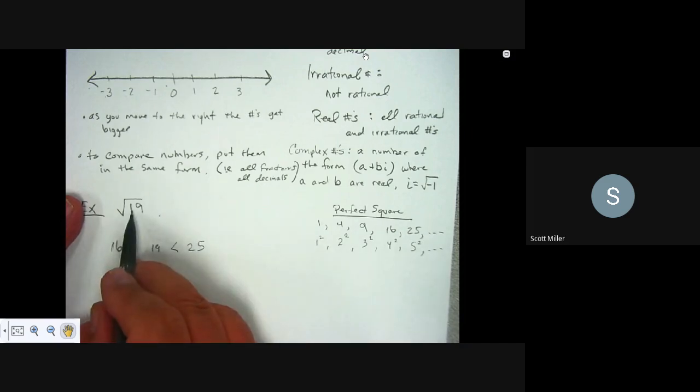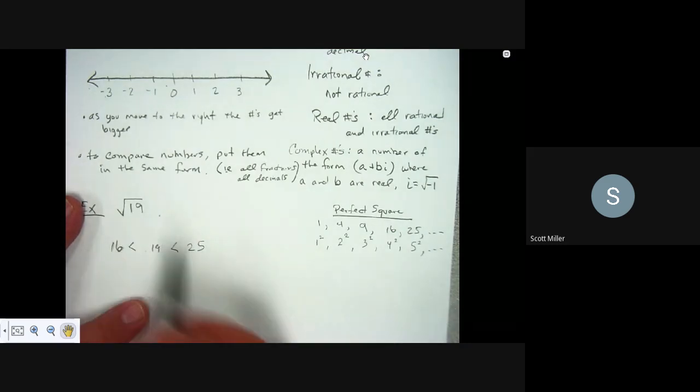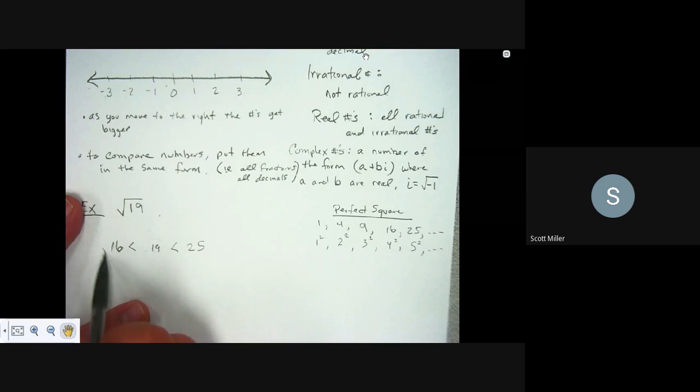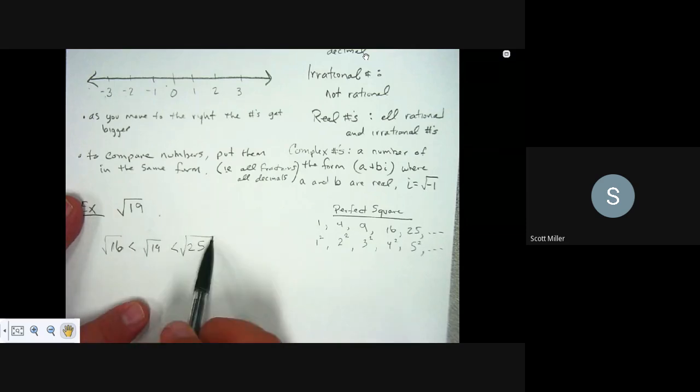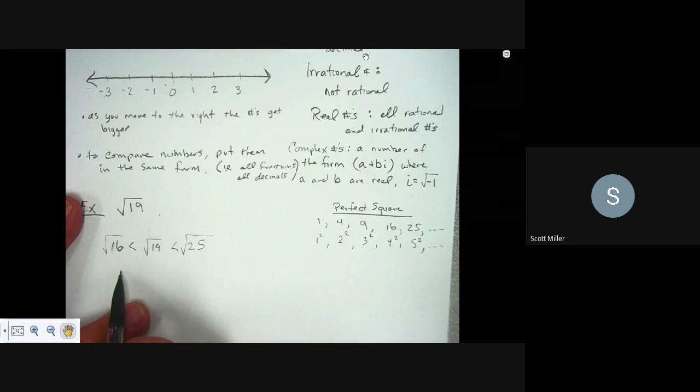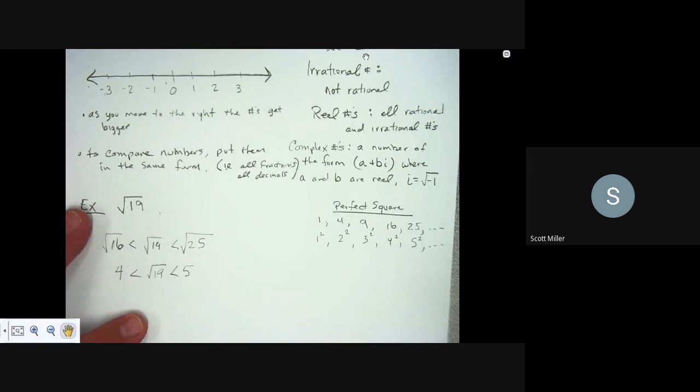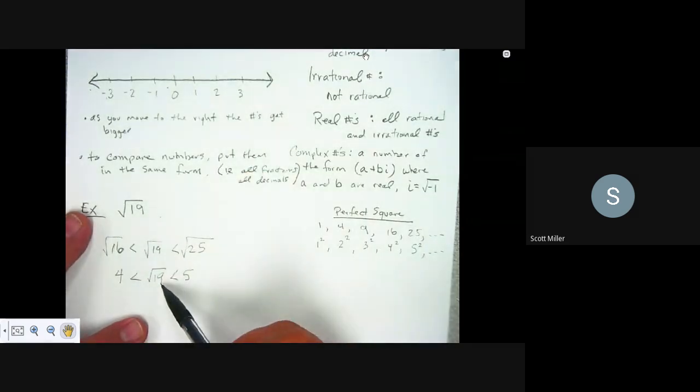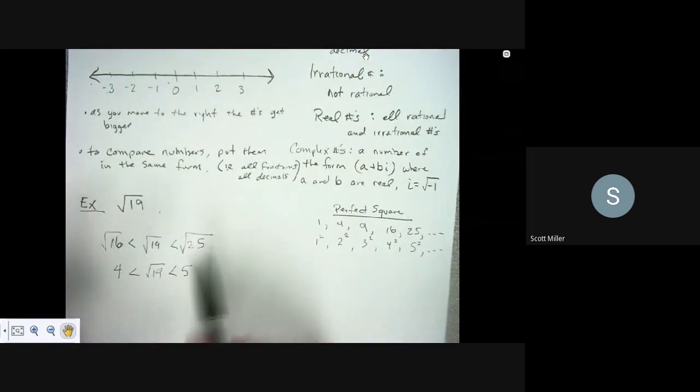Well, that's not a 19. That's the square root of 19, correct? But since 19 is between these numbers, if I square root everything, then the square root of 19 is between the square root of 16 and the square root of 25. It has to be. Okay? And the square root of 16 is what? 4. So the square root of 19 is between 4 and 5. Did you ever see that? So if I had to graph the square root of 19, I can do this little technique and get a ballpark about where it's at.